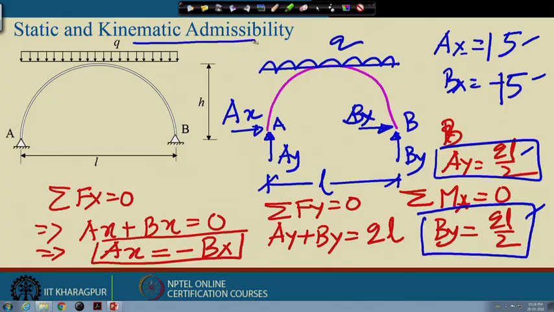Similarly, here only satisfying the static admissibility, only satisfying the equilibrium condition, is not enough. Suppose you have a set of support reactions and internal forces which satisfy the equilibrium conditions. Yes, they satisfy the equilibrium conditions, but only satisfying the equilibrium condition will not qualify something to be a solution of this system. We need some other requirement also to be satisfied, and that requirement is kinematic admissibility. What is kinematic admissibility?